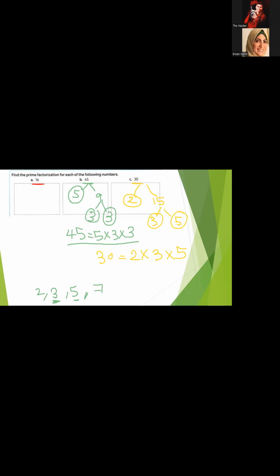Let's factorize this 16 into 2 times 8. I make circles only on the prime numbers, okay? 8 is divisible by 2 again, and 4. Still 4 can be 2 times 2. So I write 16 as its prime factors, which is 2 times 2 times 2 times 2. So 16 is factorized into 2 times 2 times 2 times 2. And I write my prime factorization here.